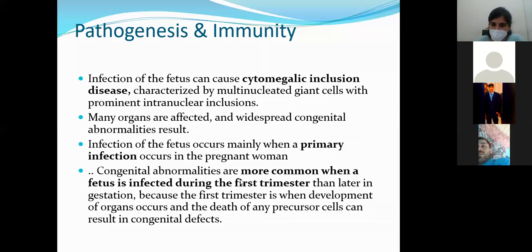Congenital abnormalities are more common when a fetus is infected during the first trimester than later in gestation, because the first trimester is when the development of organs occurs, and the death of any precursor cells can result in congenital defects.